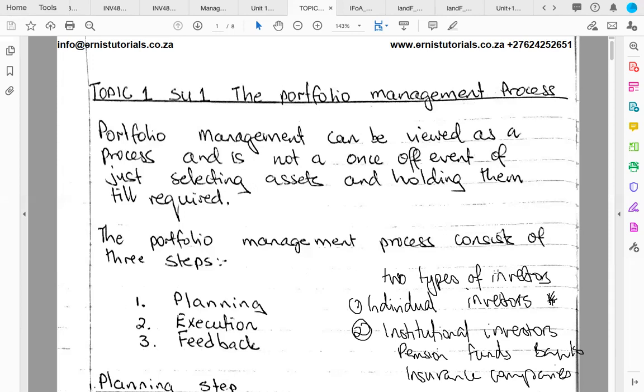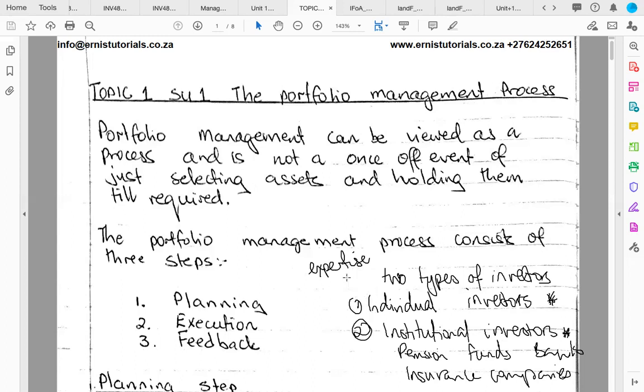The idea behind this module is to teach you how individuals can manage their portfolios and how institutions can manage their portfolios, their collection of investments. Even though individuals can invest in certain assets, they might not have the expertise to invest in some unique assets like property or shares or bonds or even commodities and so forth.